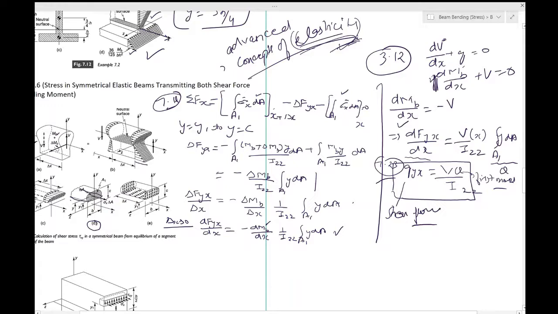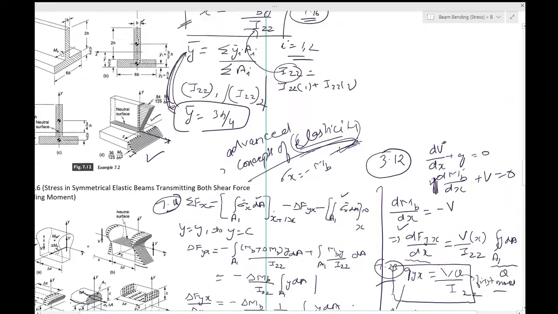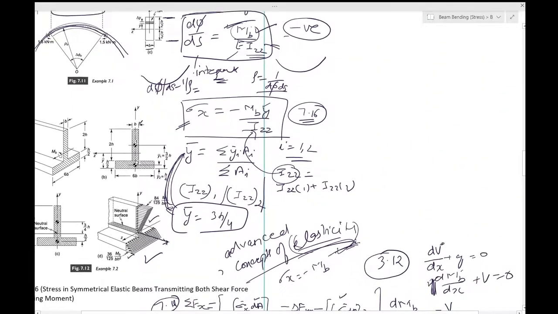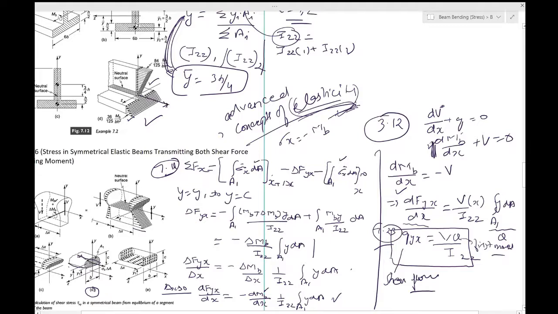Now in the presence of a shear force, the bending stresses are in fact given by 7.16. So let's look at 7.16, which was sigma x equal to minus Mb y by Izz.